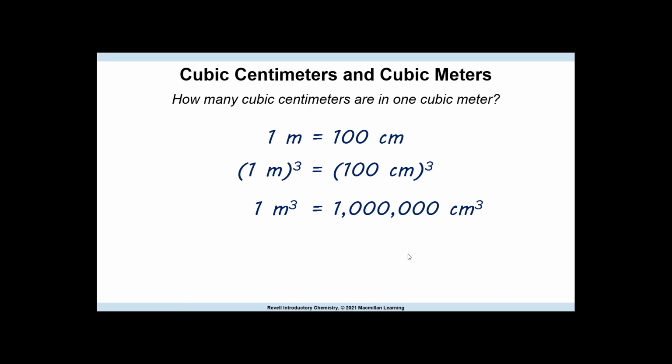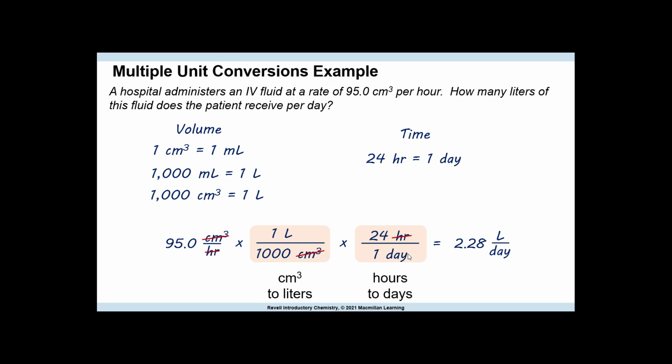How many cubic centimeters are in 1 cubic meter? So 1 meter equals 100 centimeters. We cube this, and 1 meter cubed is 1 million centimeters cubed. So when we write that out, you can see the full number.